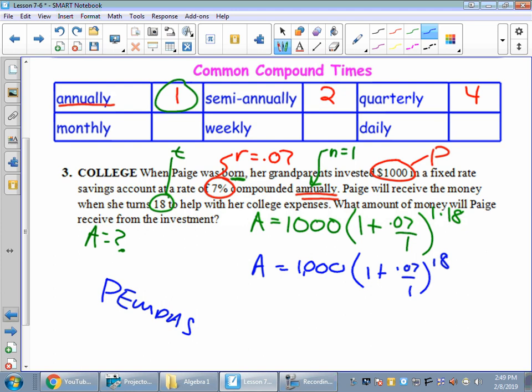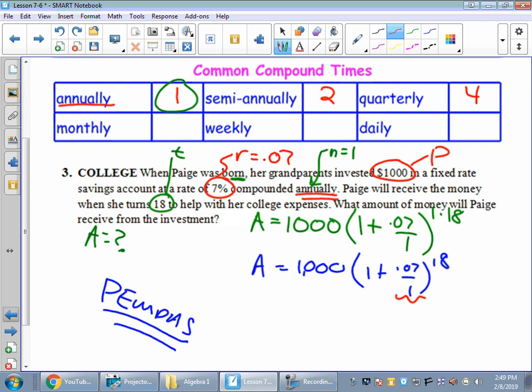And you guys can calculate this out. But we have to do the parenthesis first. So we're going to go 0.07 divided by 1. Have to do that first in the parenthesis because you still have to do PEMDAS, order of operations, within the parenthesis. So division here comes before this addition. So I'm going to divide 0.07 by 1. You're going to get 0.07. Then I can add it to 1, so I'd get 1.07. And then I'm going to put that to the 18th power.